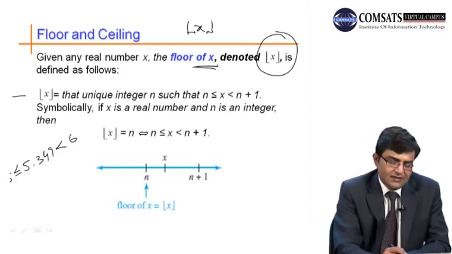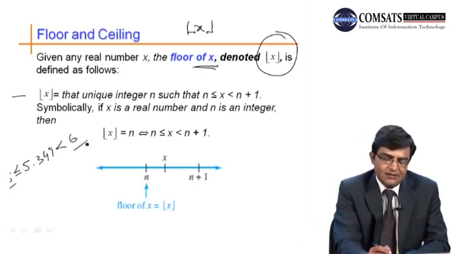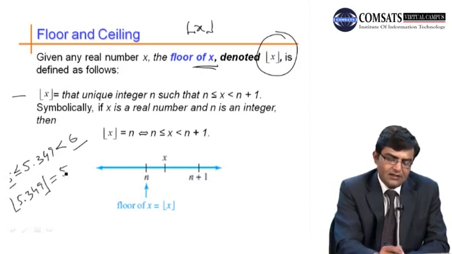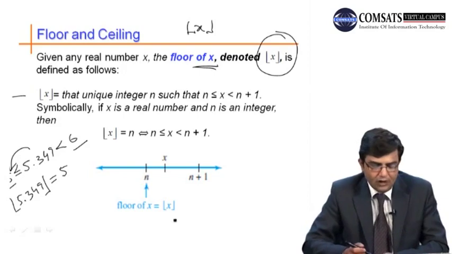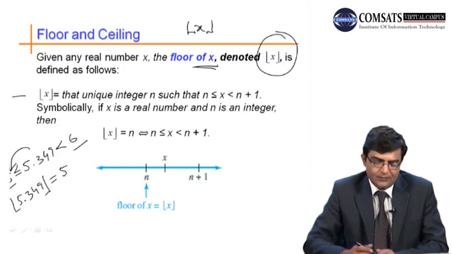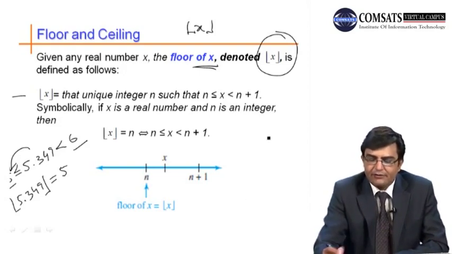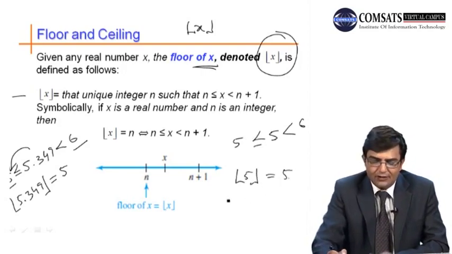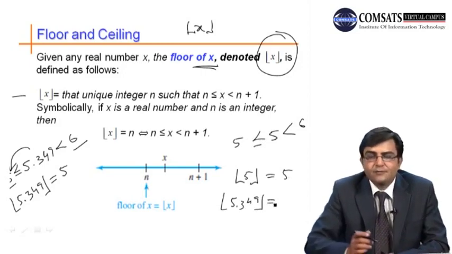The immediate lesser integer is 5 and the immediate greater integer is 6, so what is the floor of this? Floor of 5.349 is basically 5, which is the immediate lesser integer of this number. This is called the floor of any real number. If the given number is already an integer, for example 5, then this can be written as 5 is greater than or equal to 5 and less than 6. So the floor of 5 is also 5, and the floor of 5.349 is also 5.